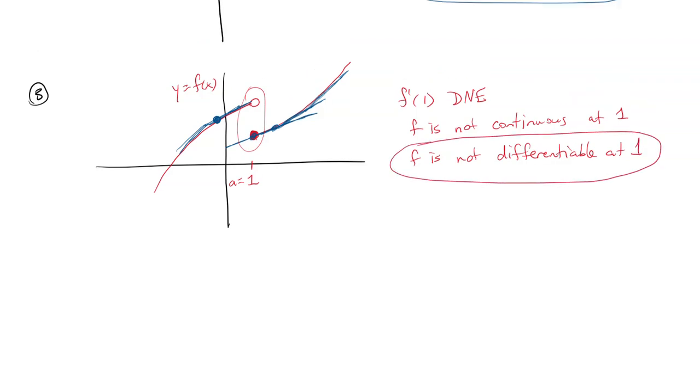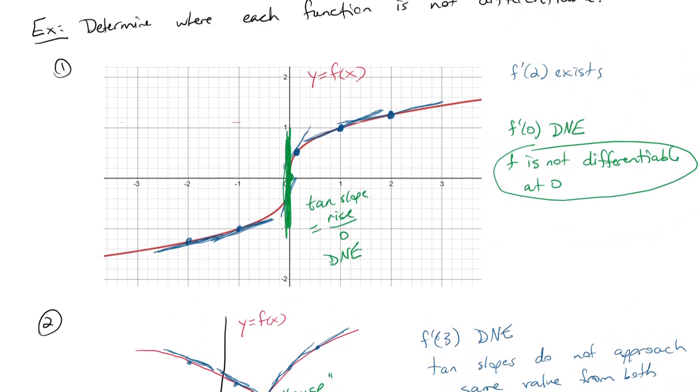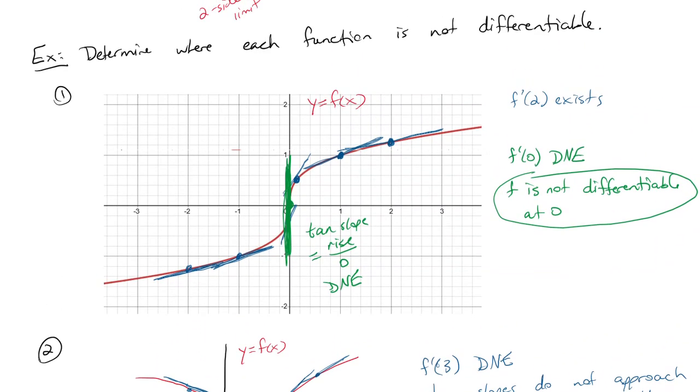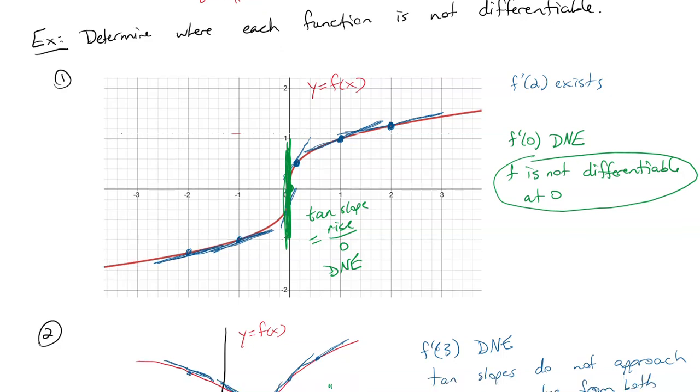So now we've seen 3 cases of analyzing graphs and where they're differentiable based on the definition of the derivative, which is the tangent slope, which is based on a two-sided limit.